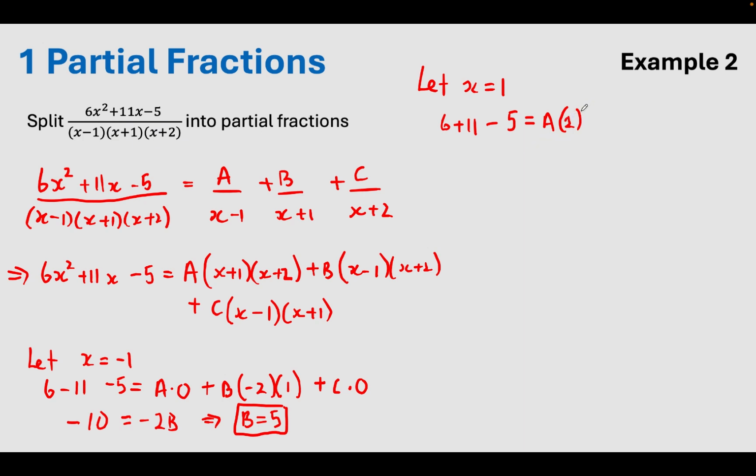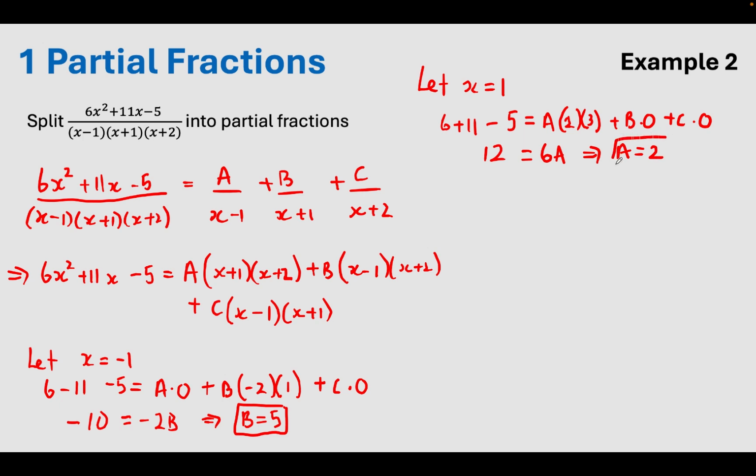2 and 3. And then I'll get b times 0 plus c times 0. Okay, so altogether this becomes 6 add 11 is 17 minus 5, so I get 12. And I'm left with 6a, so a is 2.